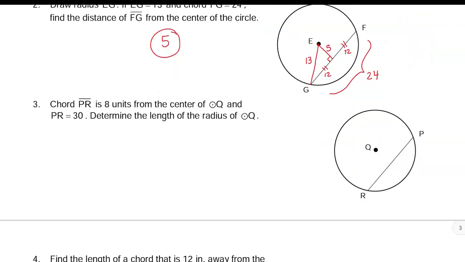Number 3, chord PR is 8 units from the center. That means if you draw in the perpendicular radius, it has length 8. PR has a length of 30. So the perpendicular distance that was just drawn in bisects this chord, and we have 15 on this side and 15 on that side. The radius of Q can be drawn in. You can draw QR or you can draw QP, so just draw one of them. Perhaps you could tell that's a special right triangle then in the circle. The legs are 8 and 15, so the hypotenuse is 17.